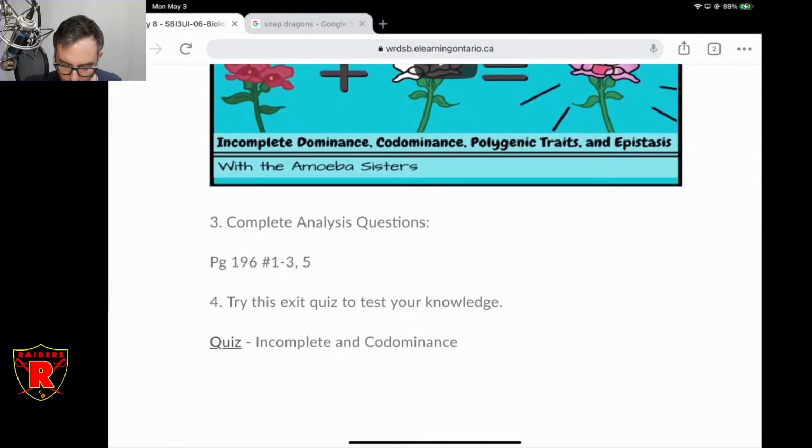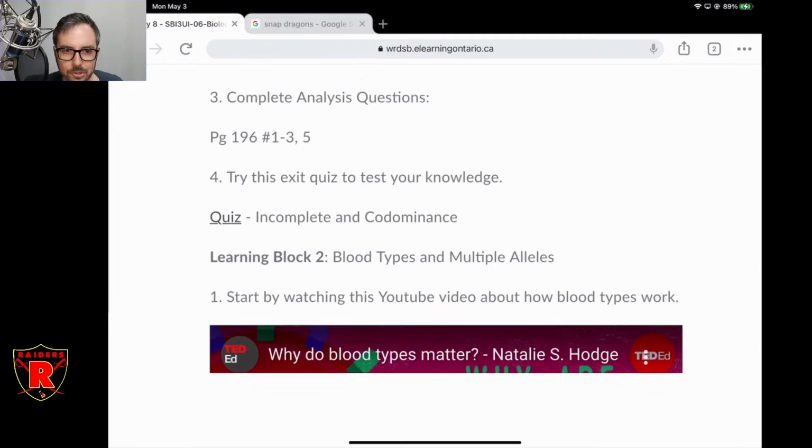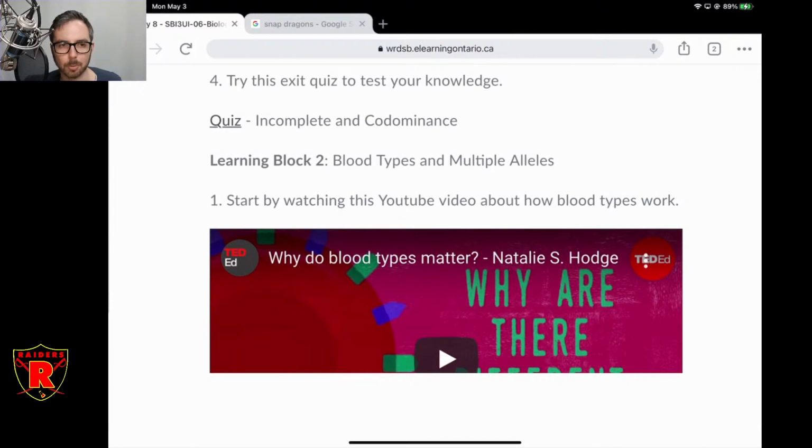The questions that go along with the complete and incomplete dominance are page 196, numbers 1 to 3 and 5. I just did 5 with you, so you can skip 5. You don't need to do 5. And then there is a practice quiz for those as well for incomplete and co. The last part here, blood types, we're going to do tomorrow morning, so don't worry about it.